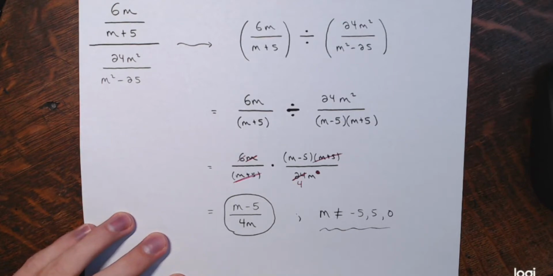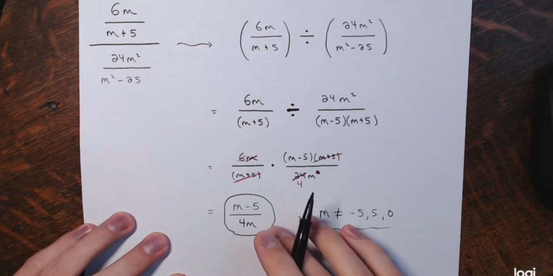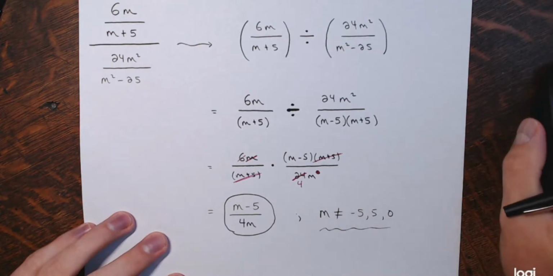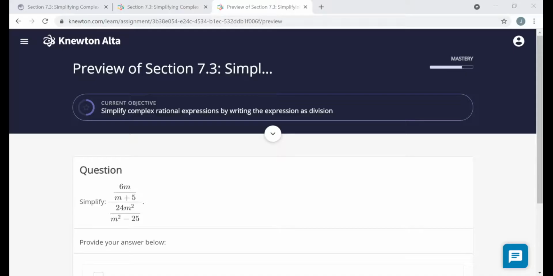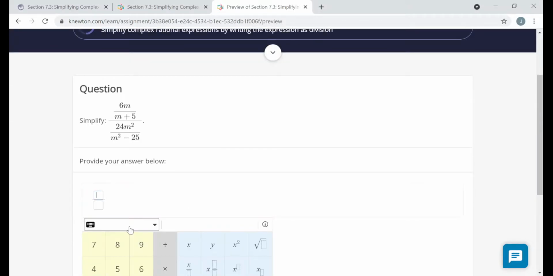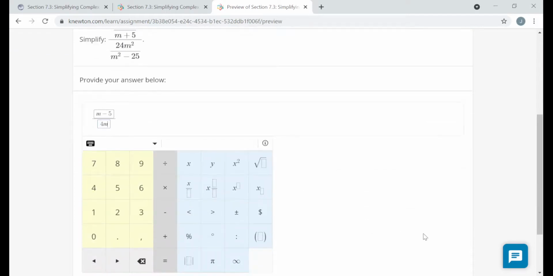But you can plug in any other value of m you wish, and the value of this last fraction should be the same as the value of our original expression, and you can test that out if you want. So what I'm entering here, the numerator ended up being just m minus 5, and the denominator just 4m. And that's it.